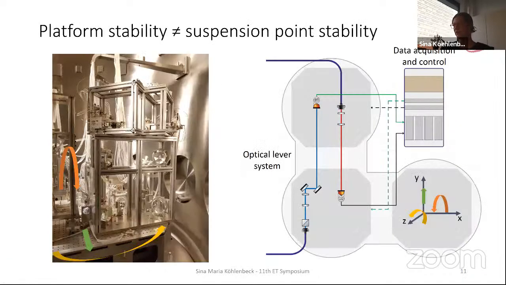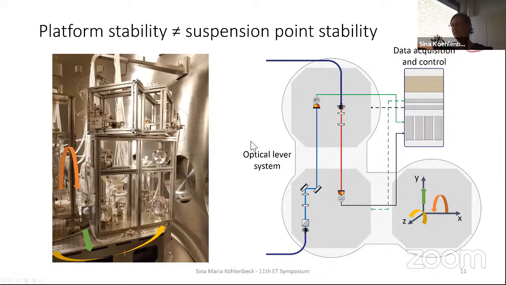But as we probably all know, a suspension platform on which the suspension stages are placed doesn't mean that it's quiet at the suspension top, where it's typically suspended from, so at the suspension point. And this is due to a very simple fact, that we basically have very long levers for our suspension points. So all the tilts couple to these suspension points, and therefore also to the length change of the suspended optics.